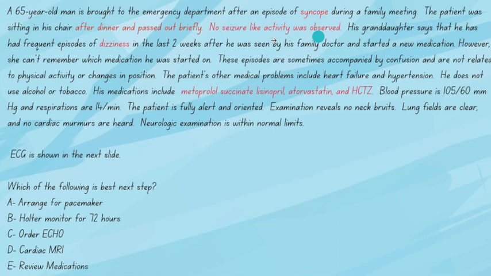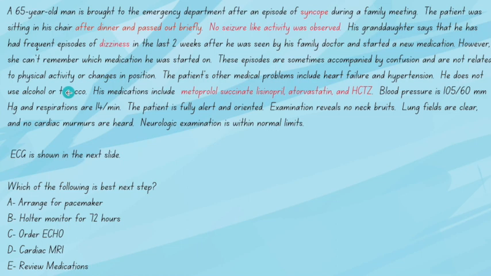His granddaughter says that he has had frequent episodes of dizziness in the last 2 weeks after he was seen by his family doctor that started his medication. In the USMLEs or Canadian exams, always when there is a medication that was started recently, when there is something that was added recently, usually it is the cause. However, she can't remember which medication he was started on. And these episodes are sometimes accompanied by confusion and are not related to physical activity or change in position. So physical activity related syncope, think about aortic stenosis. Changes in position, think about orthostatic hypotension. They are telling you that this is not orthostatic hypotension, this is not aortic stenosis.